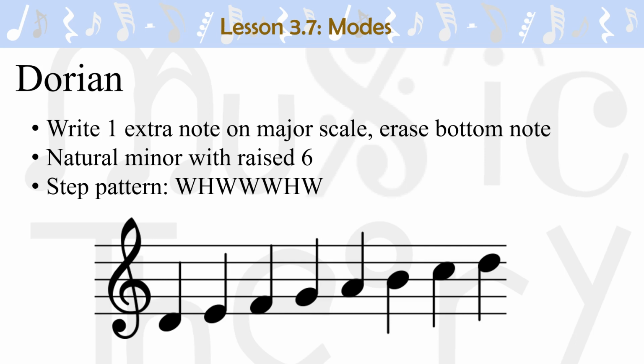The second way is to take any natural minor scale and raise scale degree 6 by a half step. For example, if we take the D natural minor scale, which is D, E, F, G, A, B flat, C, D, and raise scale degree 6, which is B flat, by a half step, we get D, E, F, G, A, B, C, D. This is the same result as the previous method. The last way is to start with D and write the notes ascending following the step pattern, which is whole, half, whole, whole, whole, half, whole. Choose whichever method you are fluent with.